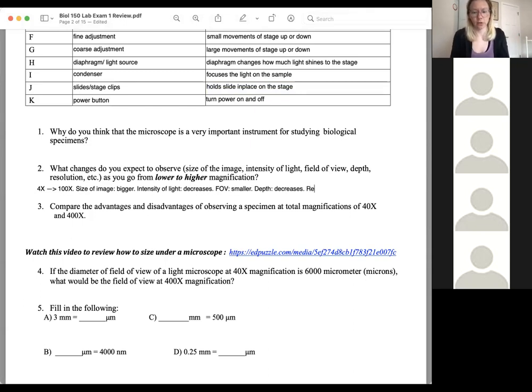And then the final one is resolution. What do we think happens to resolution? Right, it is going to increase.